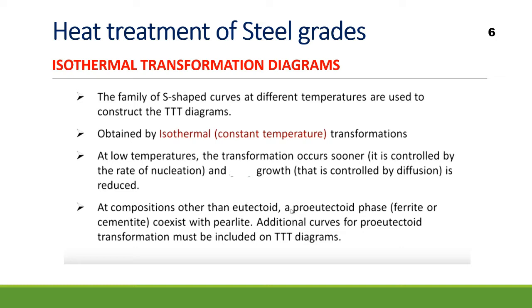some points about the isothermal transformation. Number 1, the family of S-shaped curves at different temperatures is used to construct the TTT diagrams. As we have just seen, we get a family of these S-shaped curves depending on the temperature we are taking into consideration, or the temperature at which we are holding our product. Number 2, obtained by isothermal or constant temperature transformation.